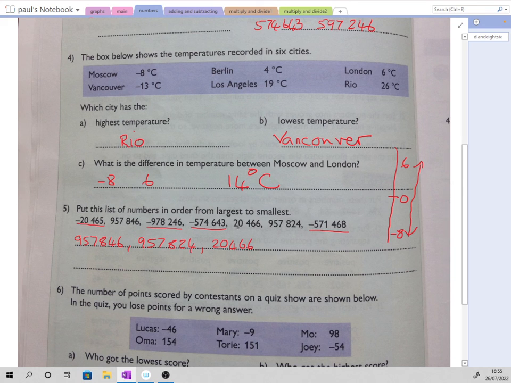Now we're going to do the negative numbers. So we start with the smallest physical number, which is this, -20,465. We'll cross that out so we know we've done that. Then I've got this, -574,571, -571,468. These two are close together in the middle. Then -643, and the big one is -978,246.